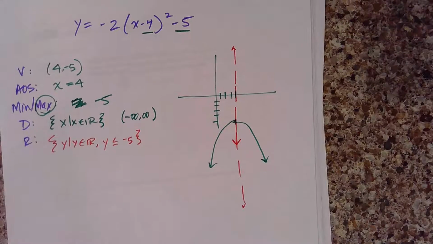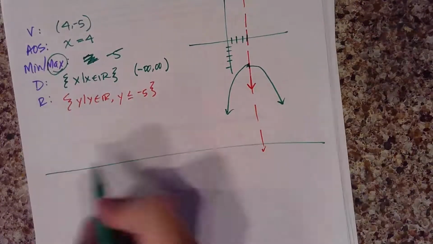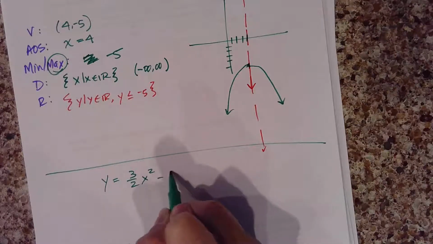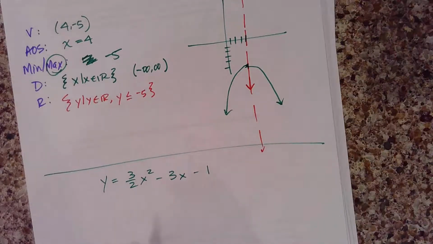All right, number 3, this is your standard form equation. So y equals 3/2 x squared minus 3x minus 1. All right, we're asked to find the same stuff.